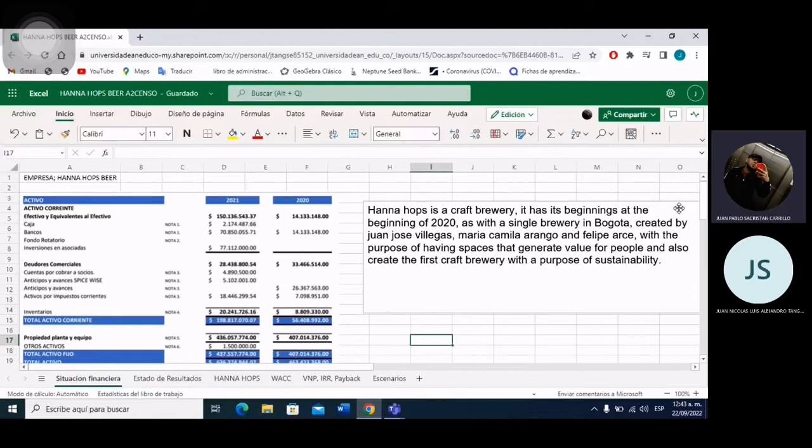Everybody, we are going to present the financial analysis of Hanna, a craft brewery that was created in Bogota in 2020. It has the purpose of generating value and also has sustainability. In this case, we use the estado de resultados to analyze the company.